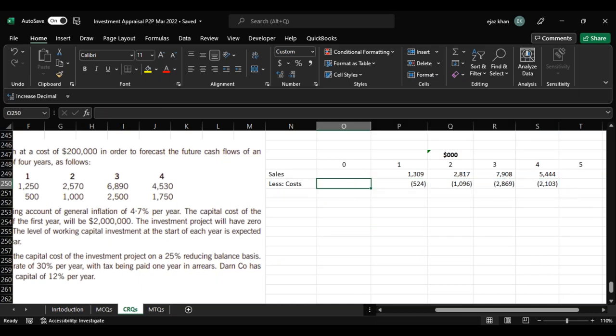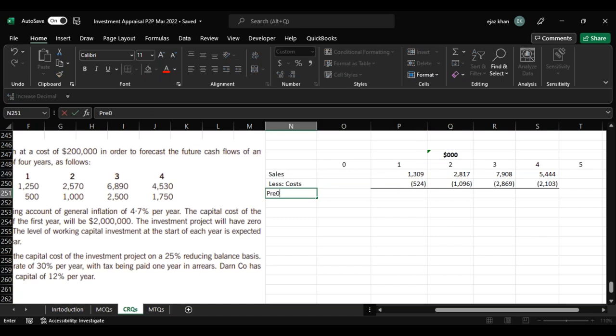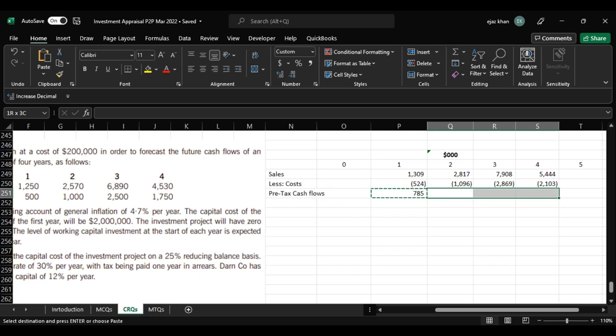So there are no other costs. Let me net it off now, and let's calculate the pre-tax cash flows. And copy this and paste it. So these are the pre-tax cash flows.